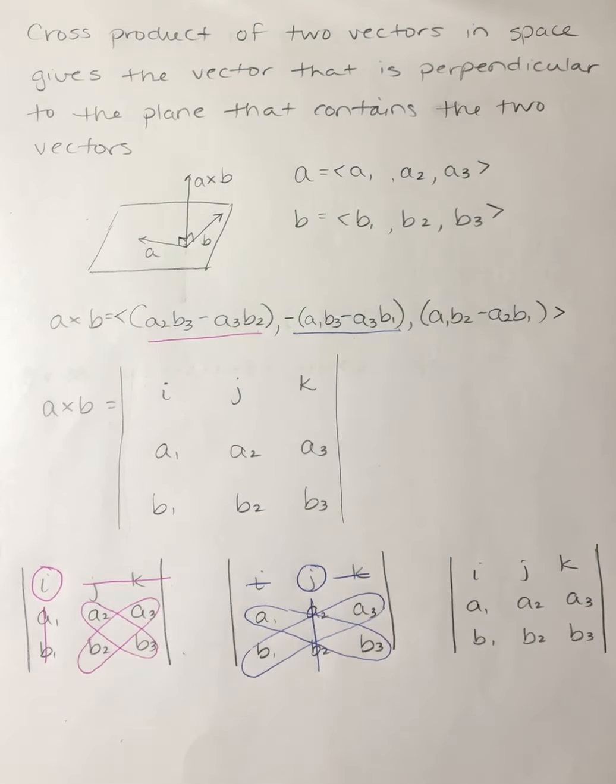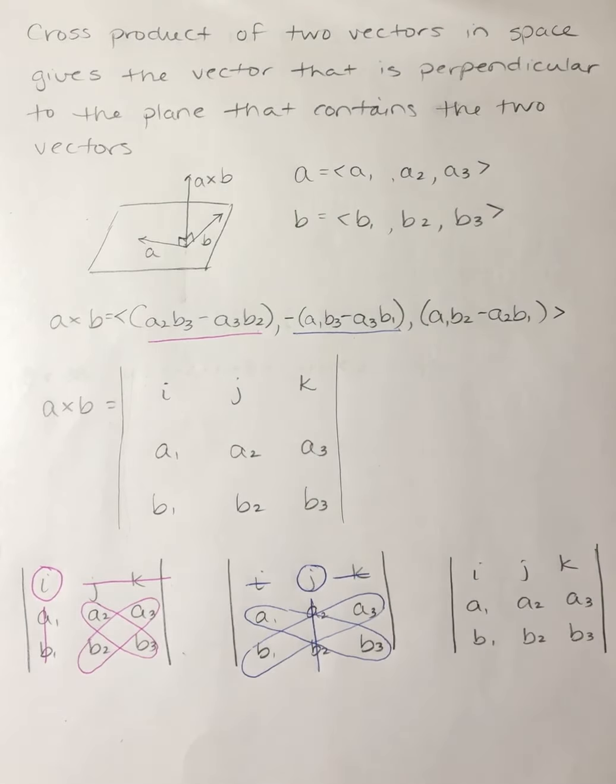The cross product of u and v, I'm going to take i, j, and k, and then I'm going to take 4, 2, negative 1, and then I'm going to do 5, 1, and 4.